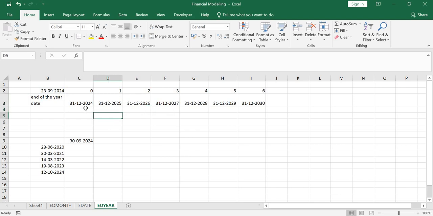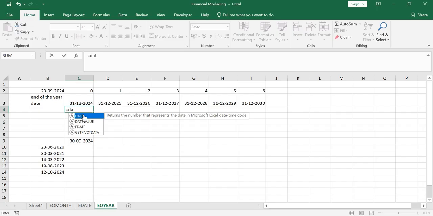Now suppose you don't want 31st December. Let's say I want 31st March. So in that case I am going to use date and then year. Now again I am going to choose this particular year and I want to fix it. So I'll press F4.